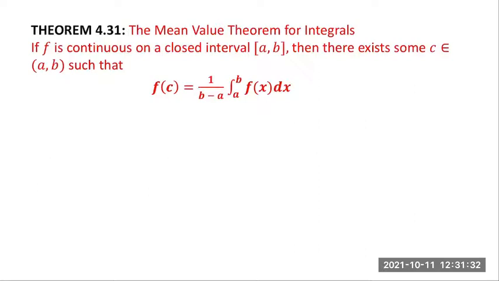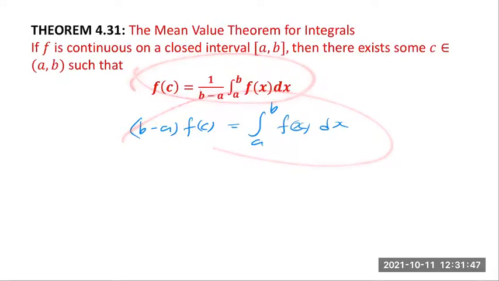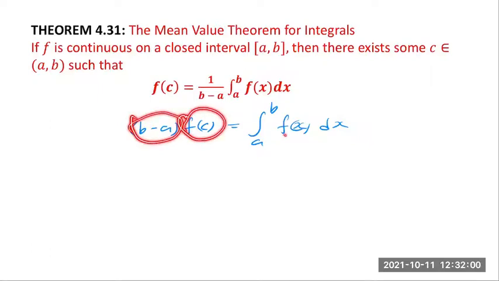This means nothing but b minus a times f of c is equal to the definite integral from a to b of f of x dx. This equation is the same as the previous equation. I just multiplied the quantity b minus a to the other side. So that means we should be able to find some c in the open interval a comma b such that b minus a times f of c is equal to the definite integral of f of x from a to b, right? Would that be true? Well, let's look at an example.